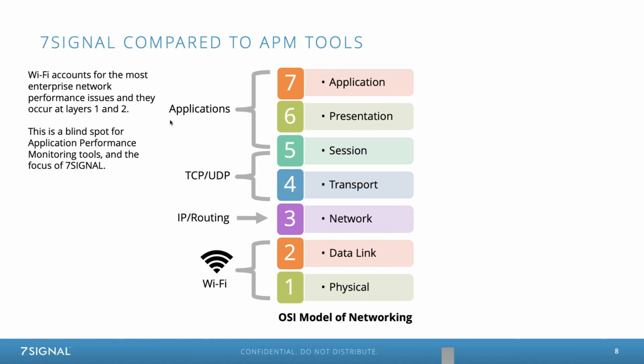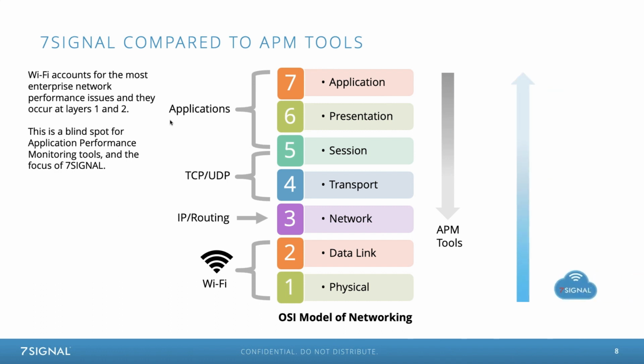So this is a model that's going to be very familiar to you engineers on the line and some of you IT folks. This is the OSI model of networking. And where we get a lot of confusion is specifically around APM tools and where they stop and start. So this diagram will show you that APM tools look at 7, 6, 5, 4, 3, and they're not getting into the Wi-Fi layer. Where 7Signal, because we're on the outside of the network looking in based on those end user devices and the spectrum, we can see layers 1 and 2 where APM vendors stop.